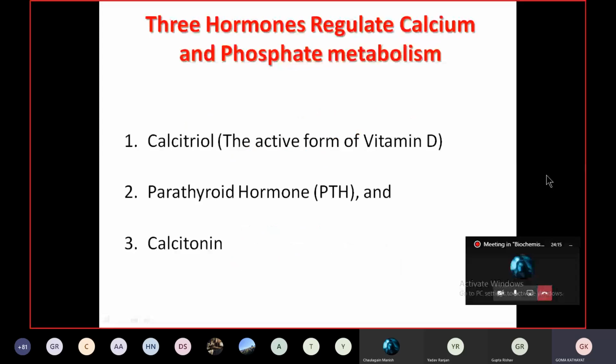Can you see the slide? There are three hormones: calcitriol, which is the active form of vitamin D, parathyroid hormone, and calcitonin. All these hormones help in maintaining the calcium homeostasis in our body. So first we'll be talking about vitamin D.